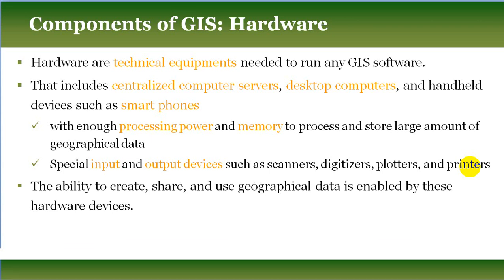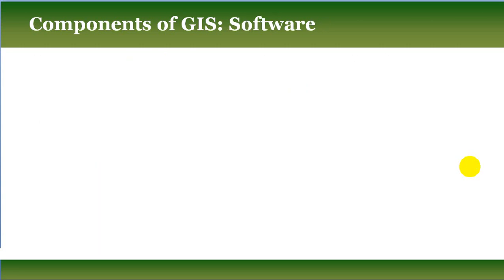The ability to create, share and use geographical data is enabled by these hardware devices, because ultimately those computers and special input output devices help you to create and share your geographical data from one computer to another, and you can properly use your geographical data based on this hardware. If you do not have hardware, then you can't use any GIS software. So that is the first component.